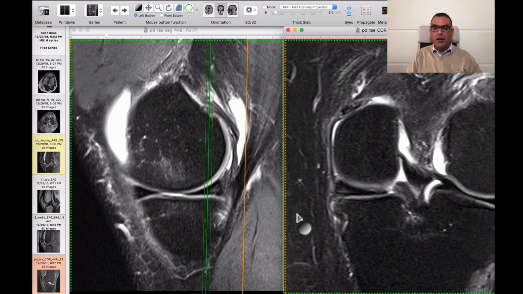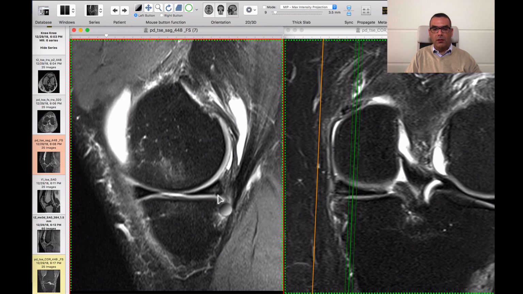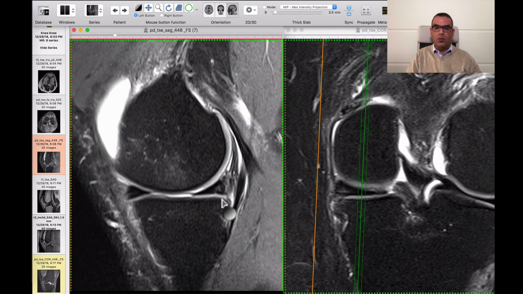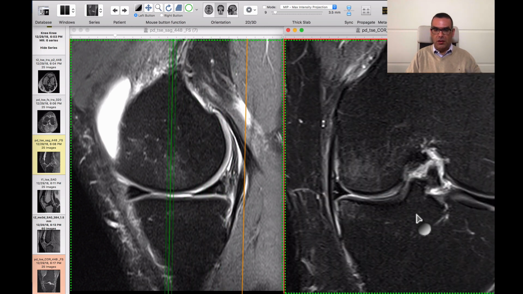So in this case, we have degenerative changes of the posterior horn medial meniscus with a small root tear and a tiny peripheral tear reaching the inferior surface at the red zone of the meniscus. So this is as far as the medial meniscus is concerned, but we have to, of course, know the other pathological changes. First, this is the grade 1 sprain of the MCL.